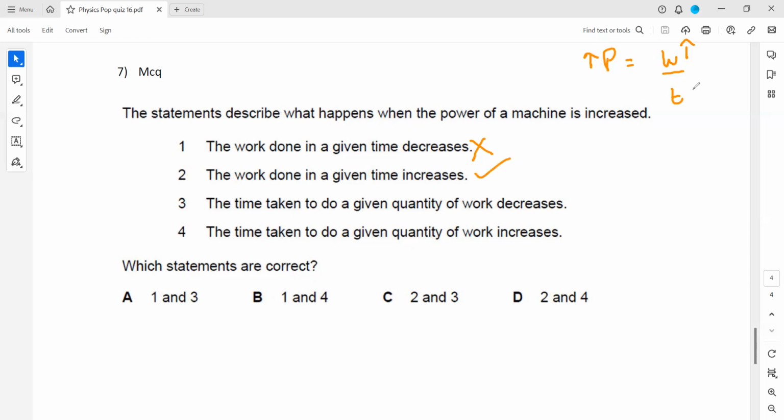And if we increase the power, the time to do the given work will decrease. That's true. If we increase the power, it means more work is done in a shorter time. So power is directly proportional to work done and inversely proportional to time. Short time, more power. More work done, more power. So if power is increasing, the work done will increase and the time will be shorter. So option C will be the right answer.